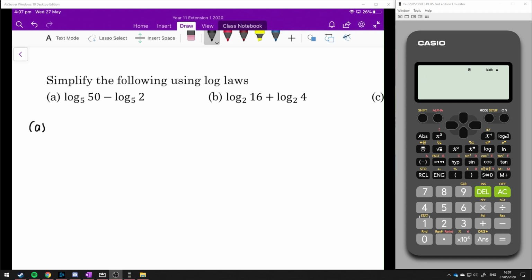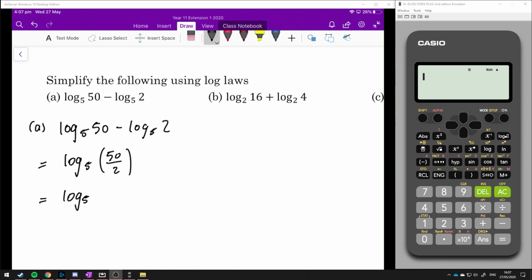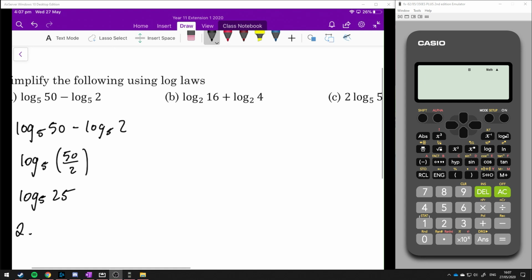So we've got log 5 of 50 minus log 5 of 2. Using the subtraction law, it's going to be 50 over 2, dividing them because they've got the same base. So this is the same as log 5 of 25. So 5 to the power of what is equal to 25? The answer to this one is just 2.